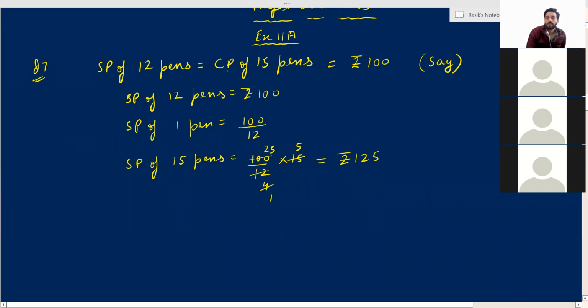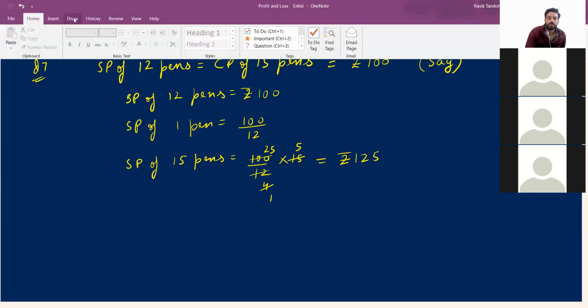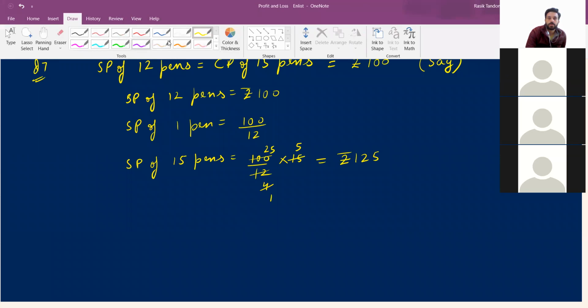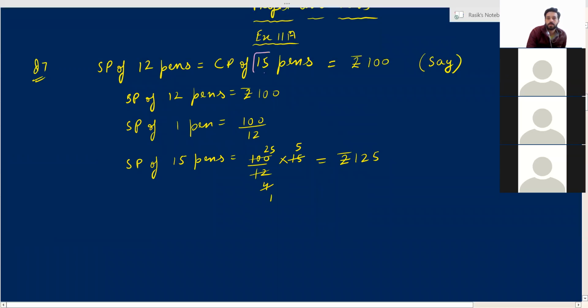We know the cost price of 15 pens now, 100 rupees. You can see here. We know the cost price of 15 pens. Kitna hai? 100 rupees. We also know the selling price of 15 pens, 125 rupees. Now we can see that it is clear that we are having a gain of 125 minus 100, that means rupees 25. Now we can find out the gain percent.